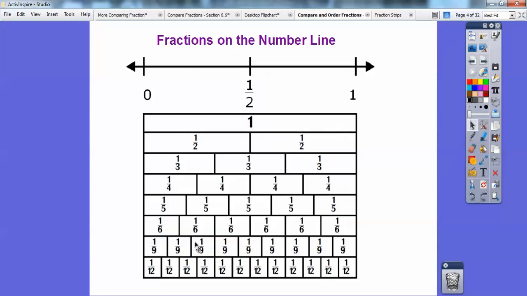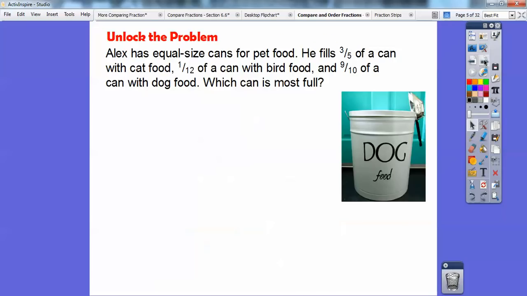Notice it gets smaller and smaller and smaller. Here's 1/9, 2/9, 3/9. 3/9 is a third, okay? 4/9, 5/9, 6/9, 7/9, 8/9, 9/9. And then here it is cut into twelfths. They get smaller as you cut them into smaller pieces. So the more pieces you cut them into, the smaller they get. All right, we're going to use that strategy to order numbers from least to greatest.